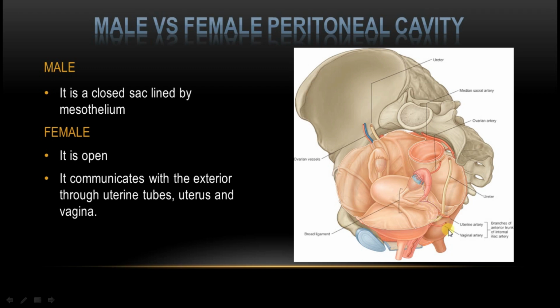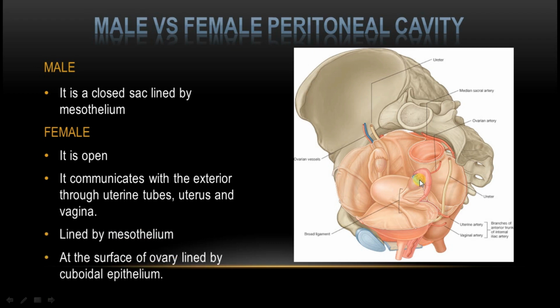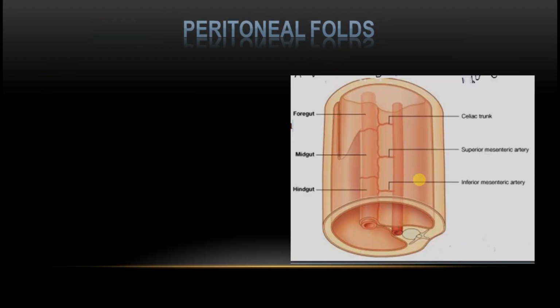Okay. And near the ovary, usually the whole of the peritoneum is lined by serous membrane, simple squamous epithelium. But here the peritoneum is lined by cuboidal epithelium. So that is one more difference to be noted in the case of the female peritoneal lining. The surface of the ovary is also lined by cuboidal epithelium.